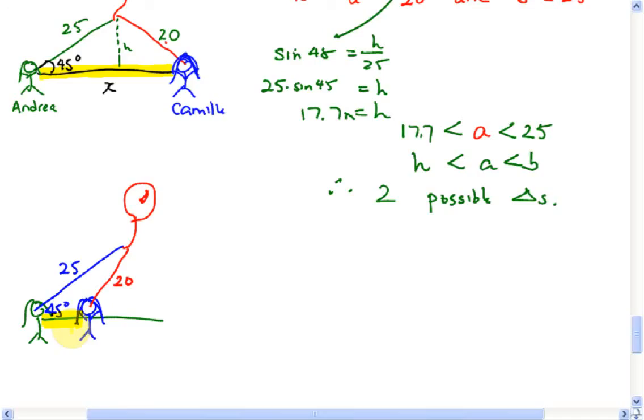What if we switch the position of where they're standing? That's okay, just reflect the picture. How do we know which one is A, which one is B? A is always the one across from the angle you're given, and it's always A that we must use. A is the one that determines if you have one or two triangles. Okay, the rest is up to you now.